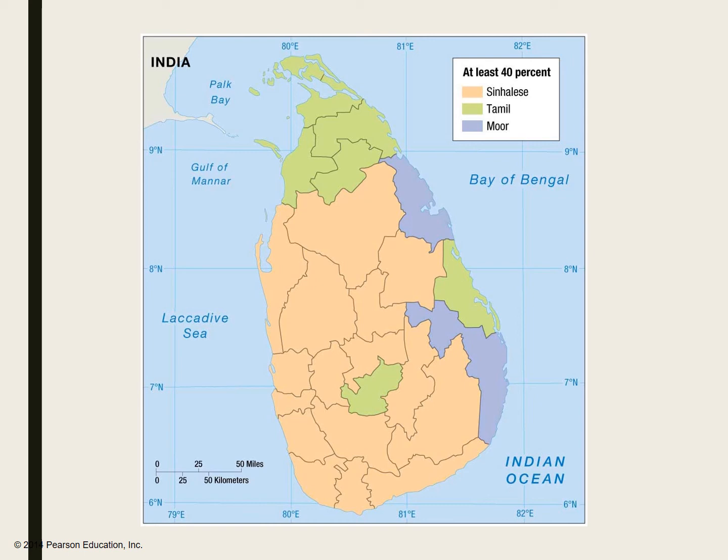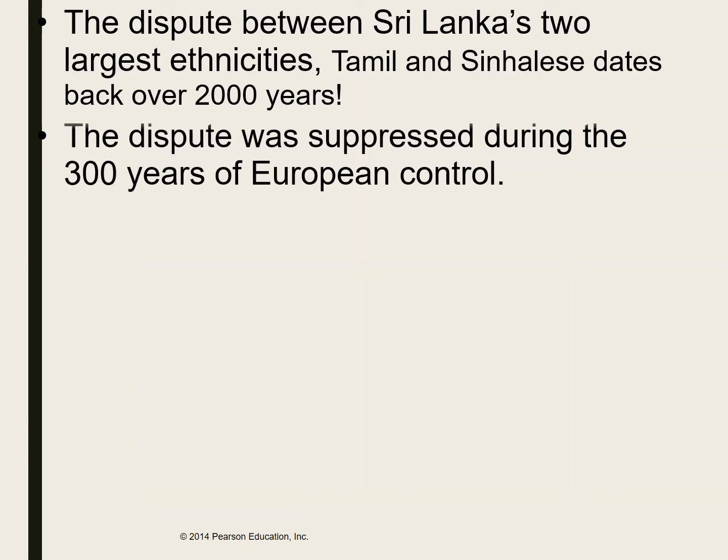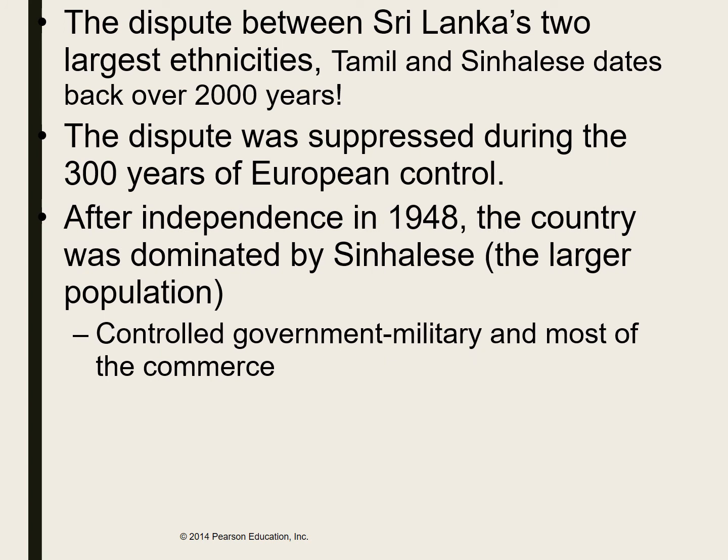If this competition lasted 2,000 years, then to me, it makes much sense that while the British were there keeping things in order, they prevented it from getting out of hand. But once they left, there was nothing they could do, and so this war erupted, which had been brewing for thousands of years. Okay, so it was suppressed during the 300 years of European rule.